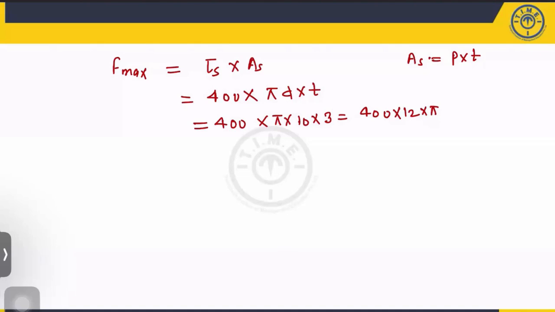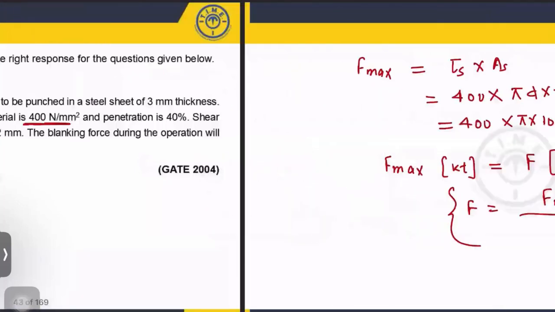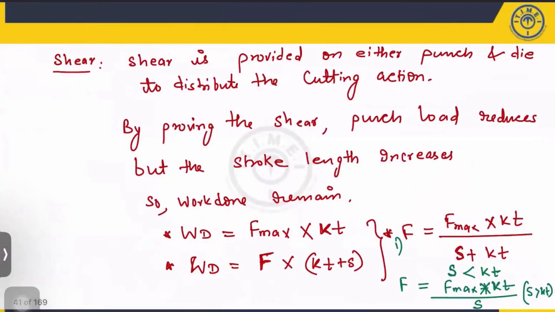You will calculate, you will get some value. I think Jagan has already given the answer. Now the F max into KT, you know that the work done should be equal F into S plus KT. Now the F value you can calculate F max into KT divided by S plus KT. Same formula I'm using here. K is nothing but the penetration, or whatever the penetration it is given in the question.